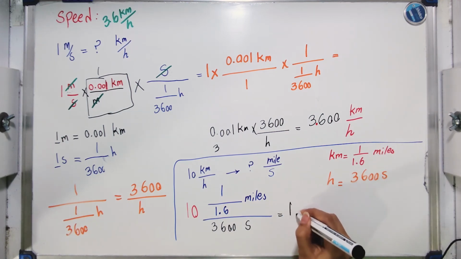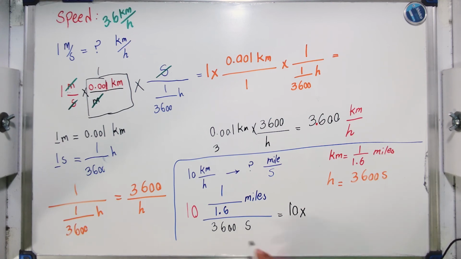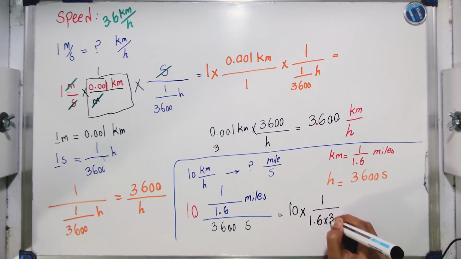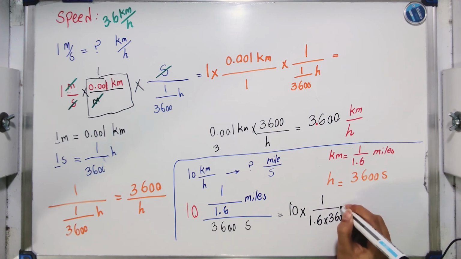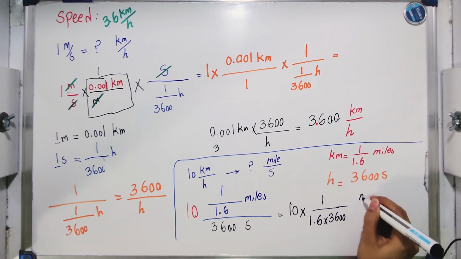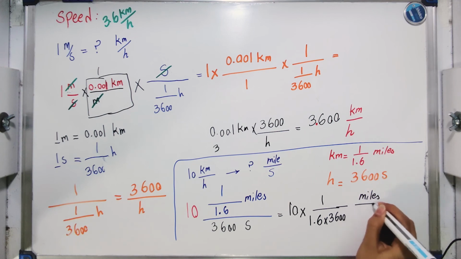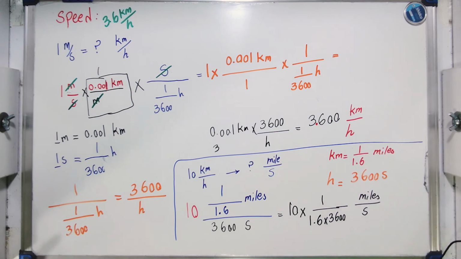So 10 multiplied by the fraction, times 3,600. Miles is up. Seconds down. Done. Just use a calculator to find out this answer and just multiply by 10. You can see it's really shorter and easier to calculate.